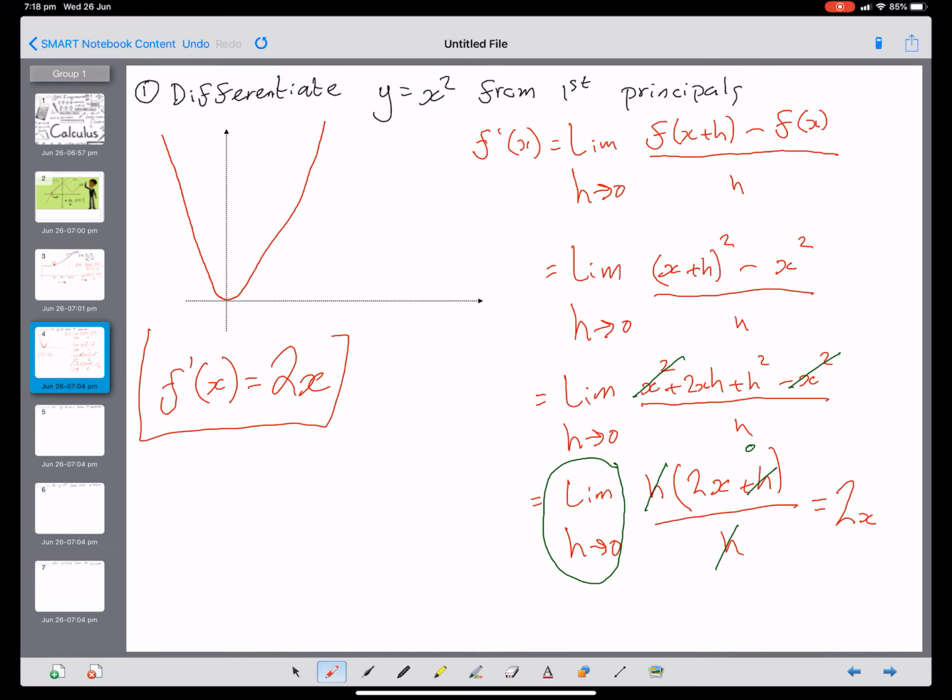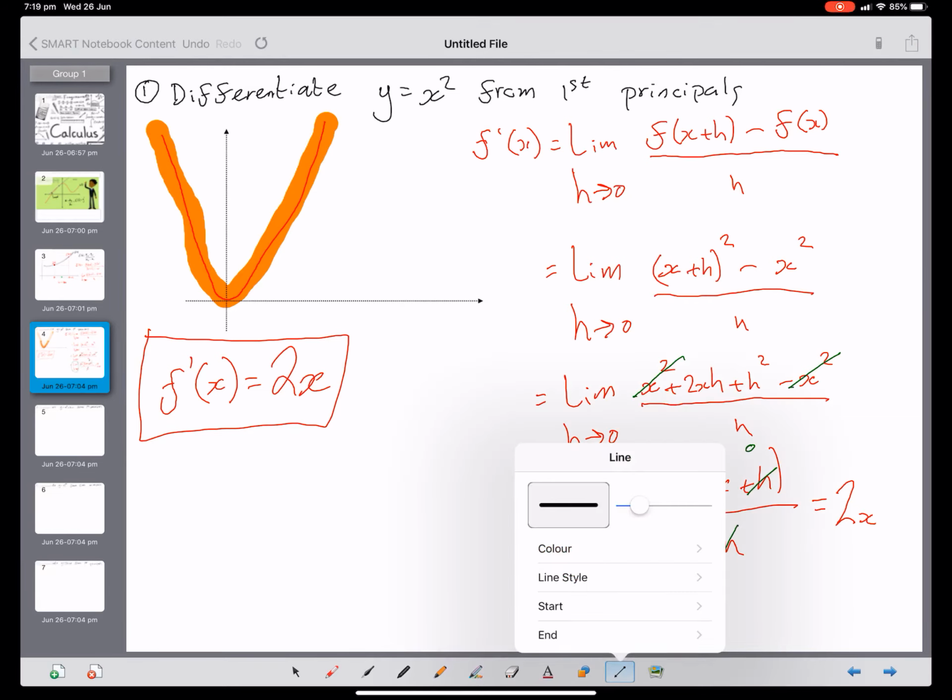So this means that the derivative, i.e. the gradient at any point along this line here, is going to be 2x. So let's try it out at 2 points. Let's try it at -1 and +2.